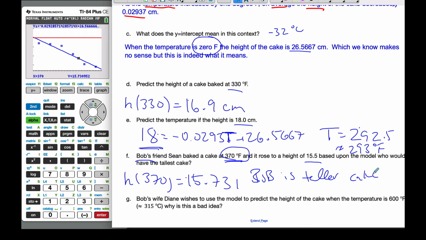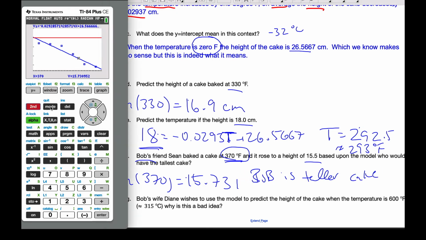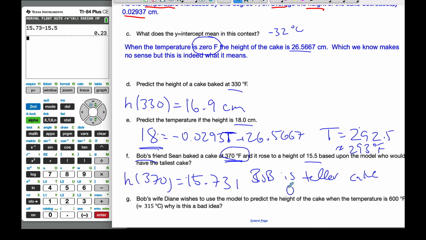Bob has the taller cake. If you want to find the difference between those, 15.73 minus 15.5, I know it's taller by 0.23 if this model is accurate. Okay, so Bob's cake is taller.